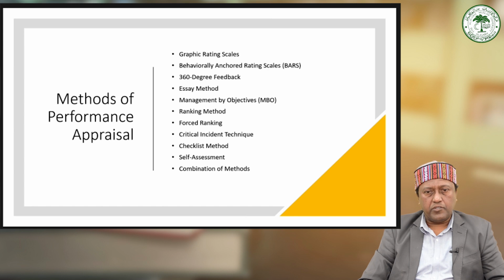The third method is 360-degree feedback. In this method, feedback is gathered from multiple sources including managers, peers, subordinates, and sometimes external stakeholders to provide a comprehensive view of an employee's performance. This 360-degree feedback helps identify strengths, areas for improvement, and blind spots from various perspectives.